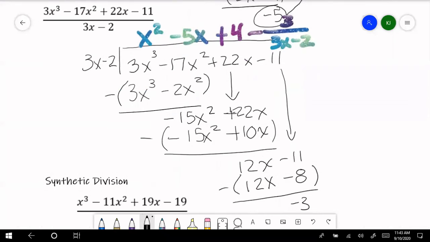Here, I took this x squared there, and I multiplied it by that negative 2. I multiplied it by the 3x first, and I got this. And then I multiplied it by the negative 2, and I got this. So you multiply it by both things. That's what becomes that line.